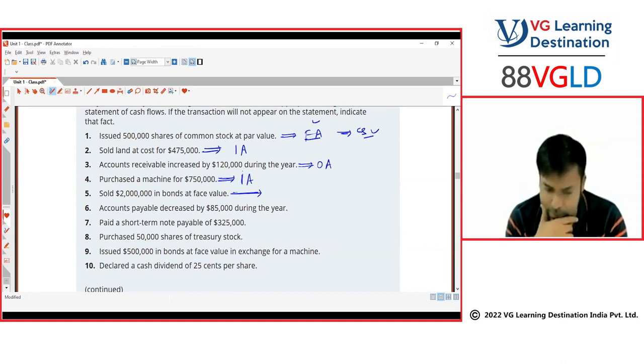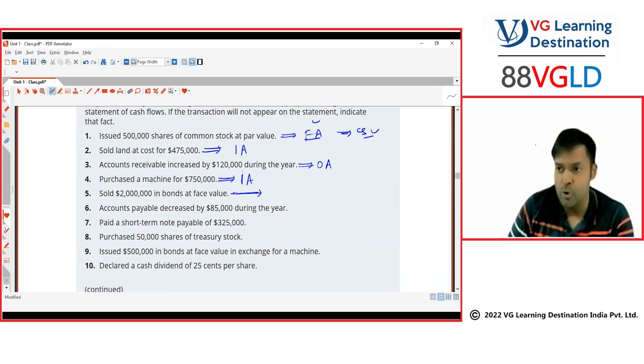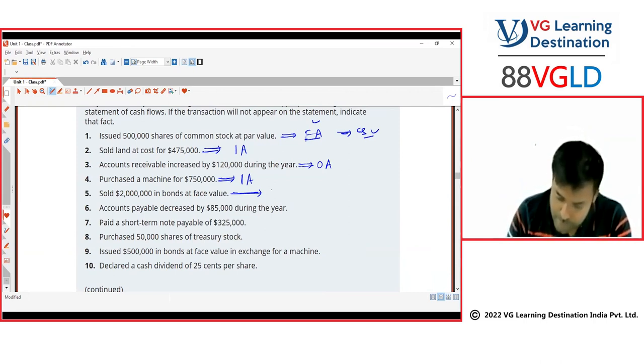But honestly, if the question is written like that, you are selling at the face value, then it looks like you are issuing the bonds. That means it looks like you're issuing your company's bond, and whenever it is issued, it looks more like capital structure related. That means FA.